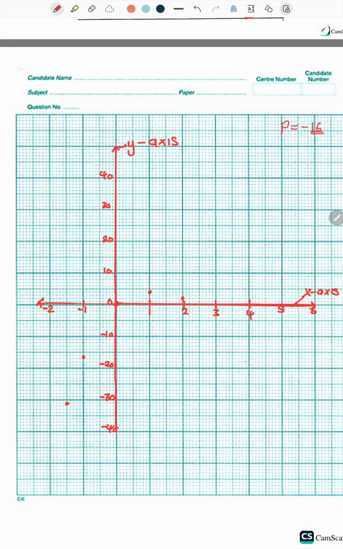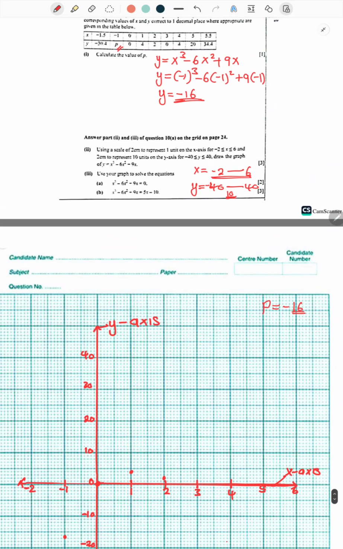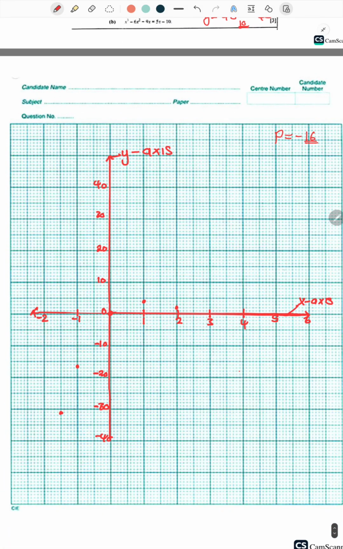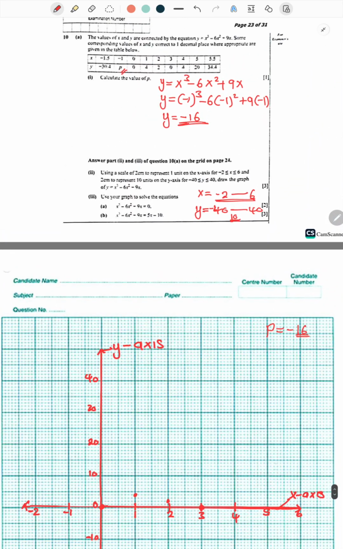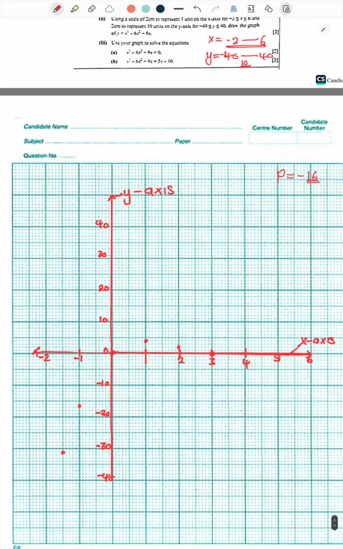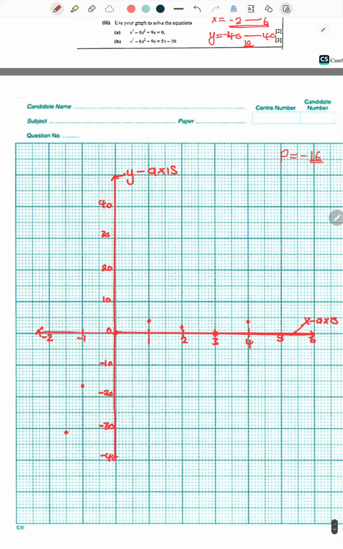Okay. Next, they are saying 3 comma 0. So 3 comma 0 is going to be here at 3. And then 4 comma 4. 4 comma 4 is going to be this particular point. So this is 5, this is going to be 4 comma 4. And then we go to 5 comma 20, which is very simple. 5 comma 20 is just here.